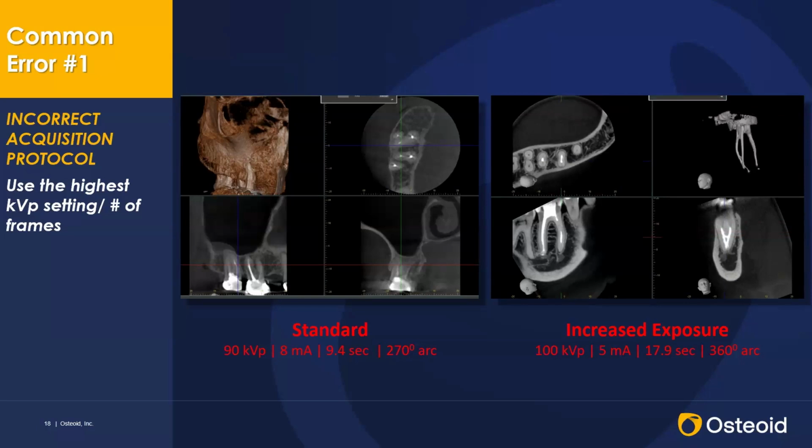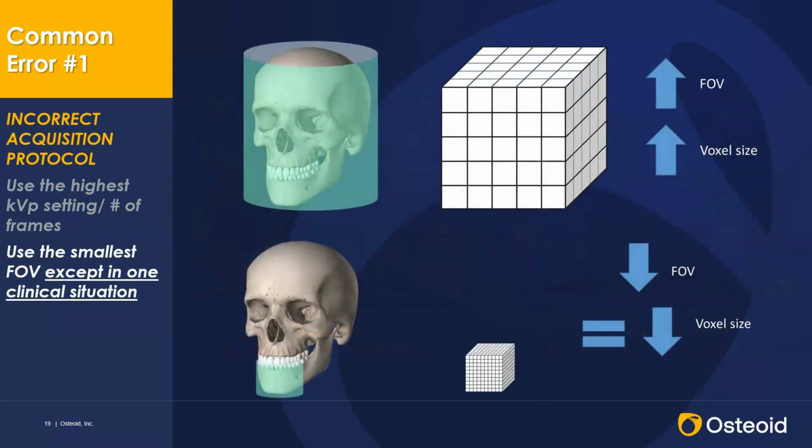This image has been taken at a higher kilovoltage. It's also a longer exposure, which means it has many more frames or much more information, and it's also taken 360 degrees. So although the image on the right is approximately a third to almost twice as much dose as the image on the left, the clarity of the image, particularly in a small field of view, is much higher.